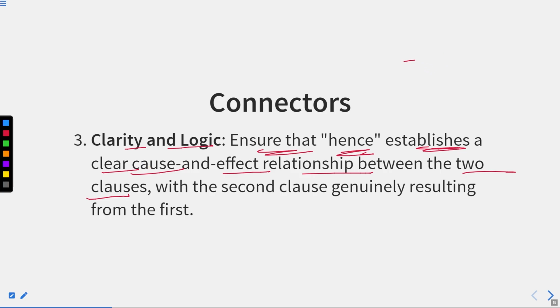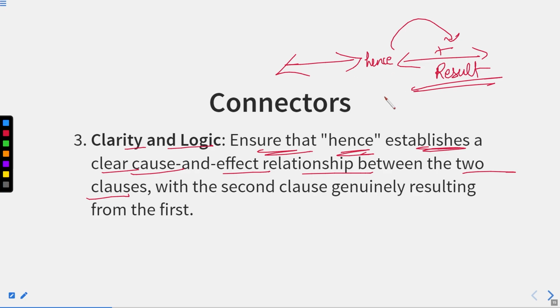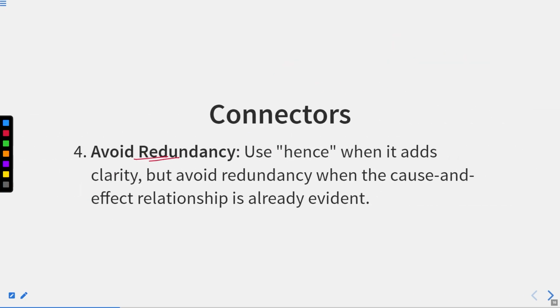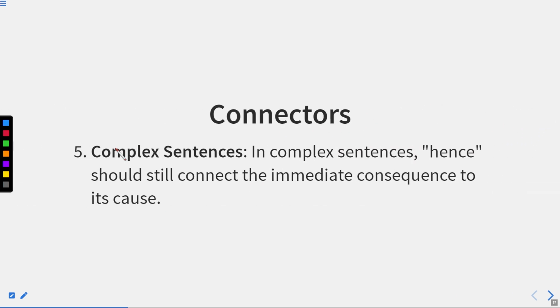It means whatever we write in the second clause should be the result of what has been stated in the previous statement. In between we should write hence. So this should be the result part. It means after hence we can only write the result part, and before that we should mention the reason. Avoid redundancy. Use hence when it adds clarity, but avoid redundancy when the cause and effect relationship is already evident. It means it should not be written unnecessarily, or the duplicacy of it.